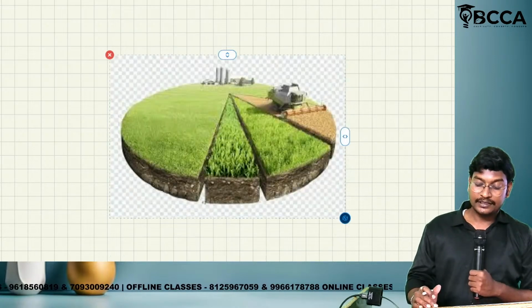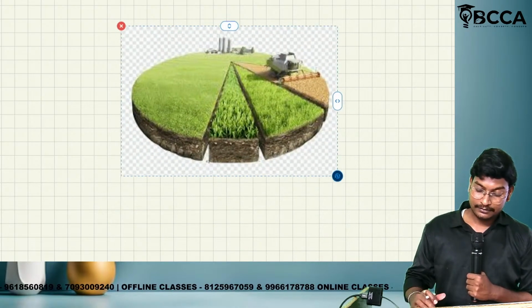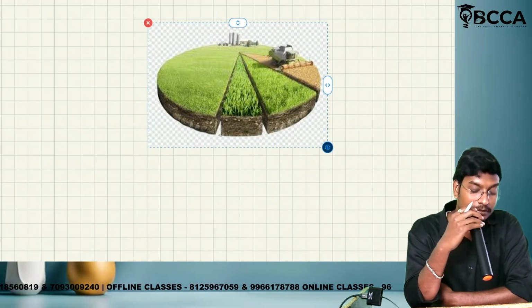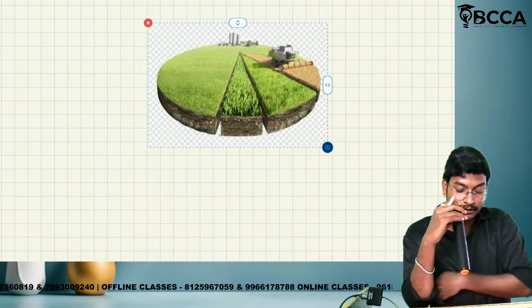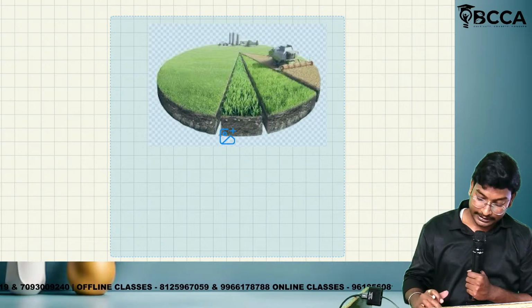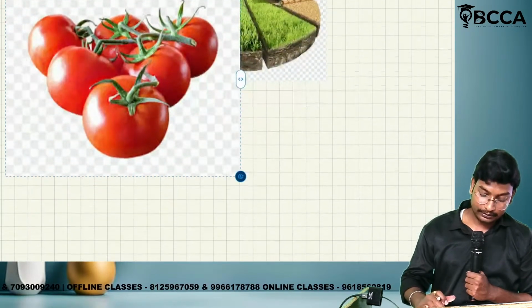Imagine what we are doing. We are starting a cultivation of tomatoes in a farmland. First of all, what do we need? We need a certain land, which is called farmland. So what is our target? Our target is to cultivate tomatoes.